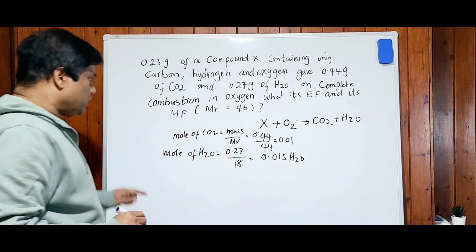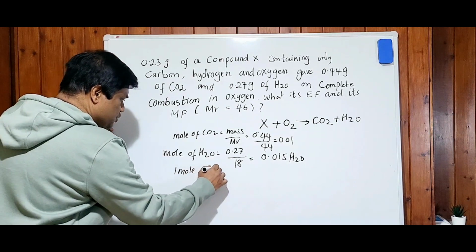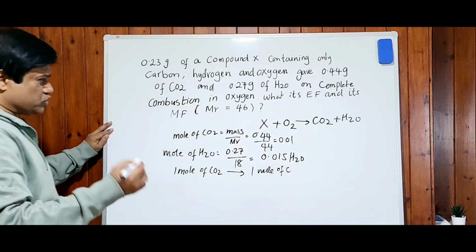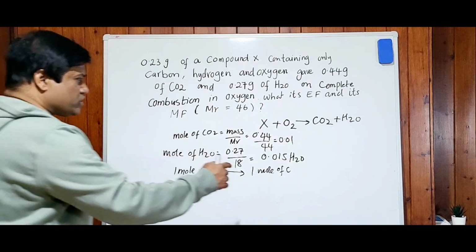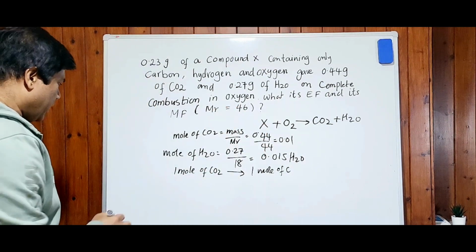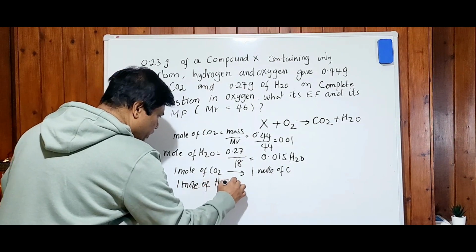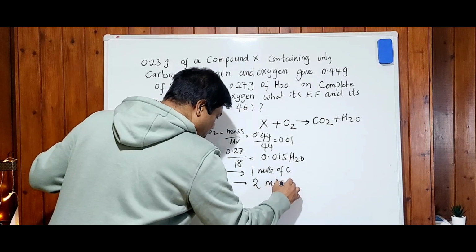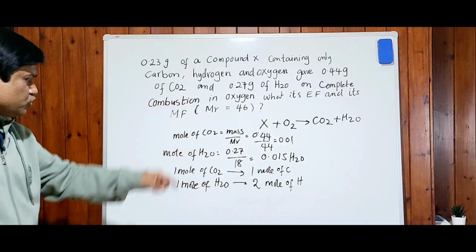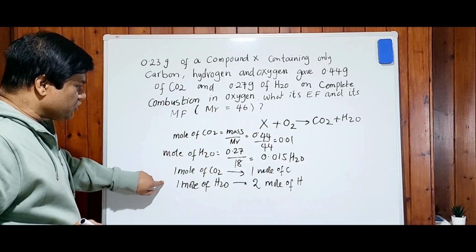Now, look at that. One mole of CO2 gives one mole of carbon, a 1:1 ratio. Or you can say the carbon dioxide is formed from one carbon of X, and one mole of H2O gives two moles of hydrogen atoms. Look at the H2O: to make H2O, we need two hydrogen atoms. From those moles, we can work out their grams.